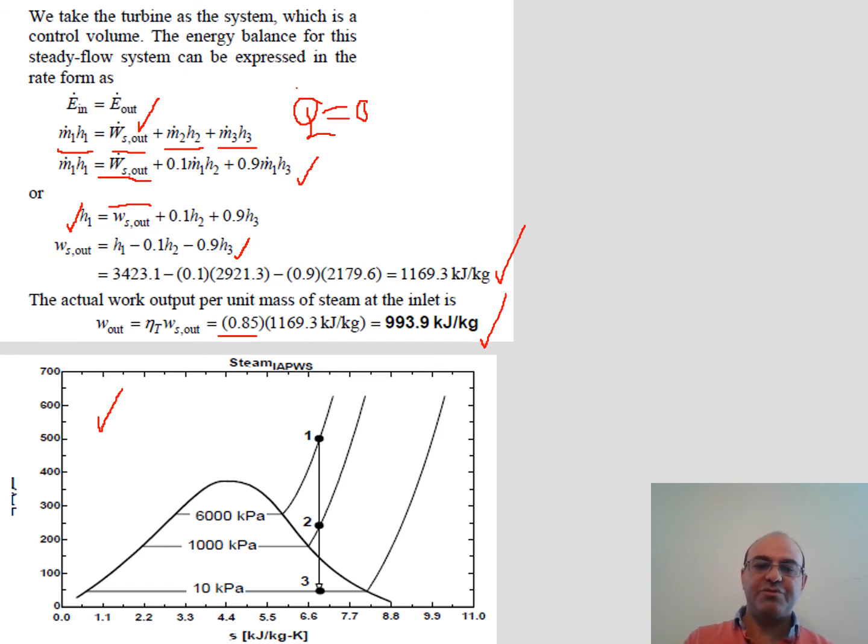Okay, so this brings us to the end of this problem. This was a very good practical problem on a thermal power plant, the turbine part of a thermal power plant.